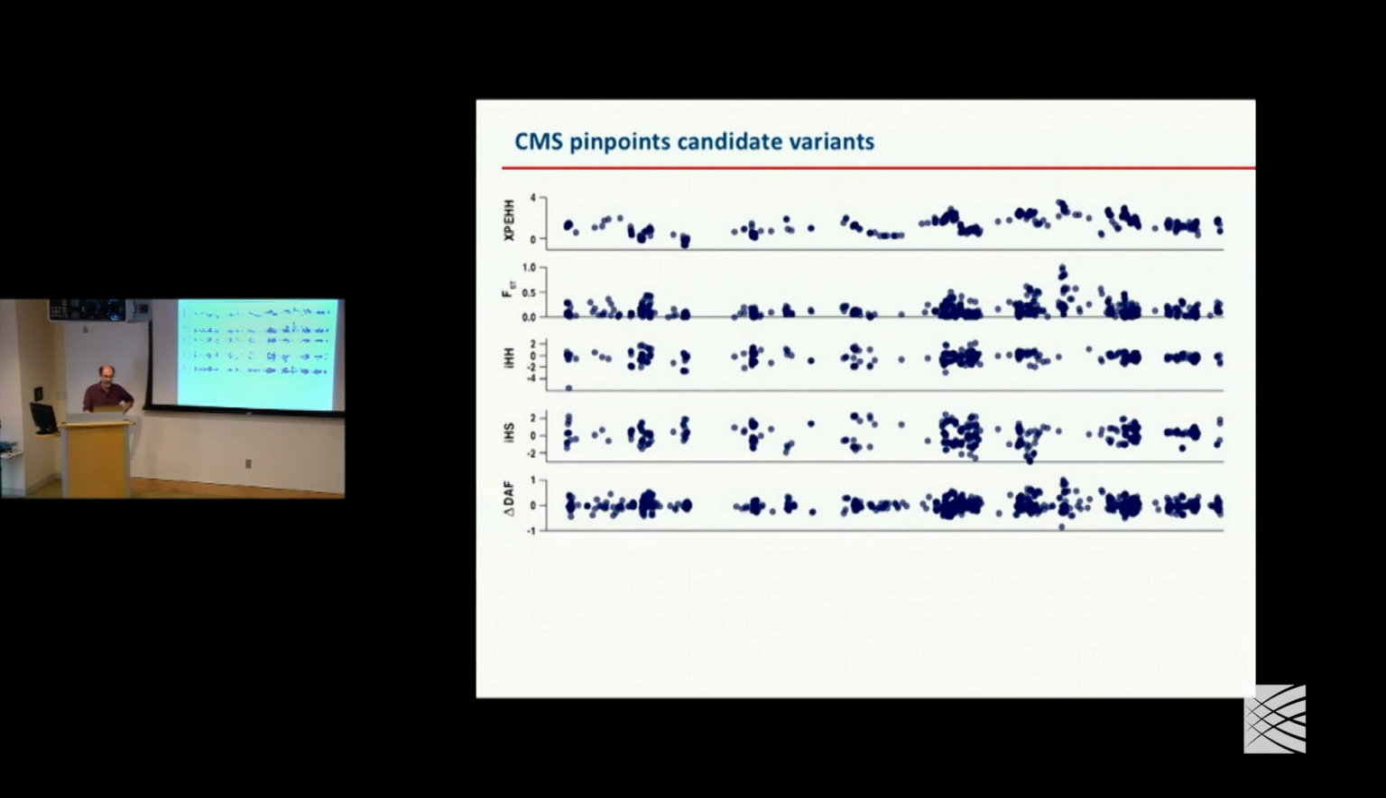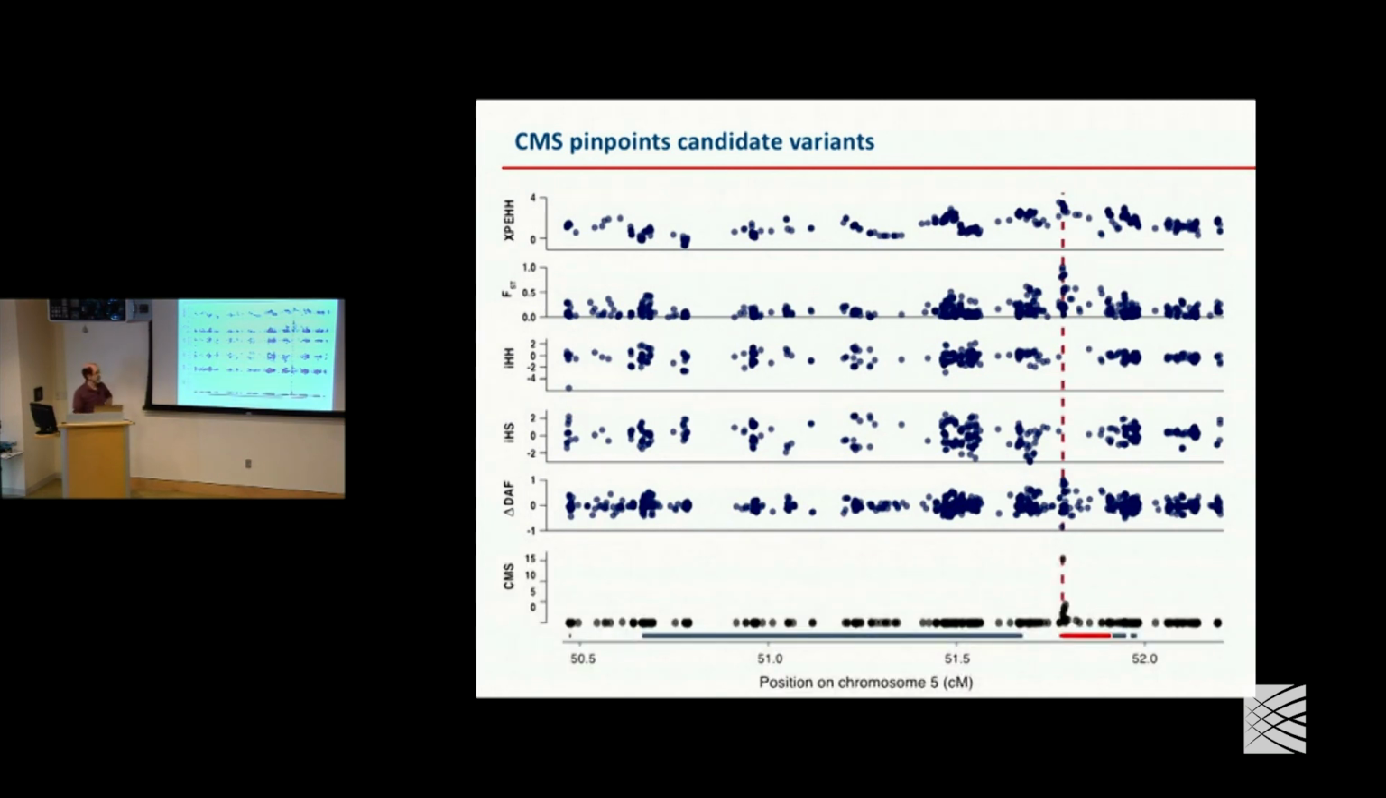And here's one example from data. Each of these rows is a different statistical test for selection. They're all showing elevation in this region, so positive selection probably happened here. There was a selective sweep. You can see they're very noisy. Three of them are different long haplotype tests. The second one there is FST, the population differentiation. But if you combine information from all of them, you get the bottom plot.